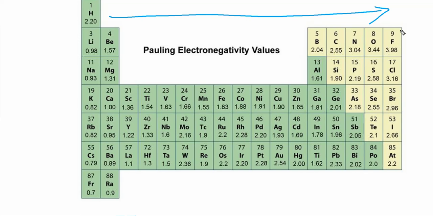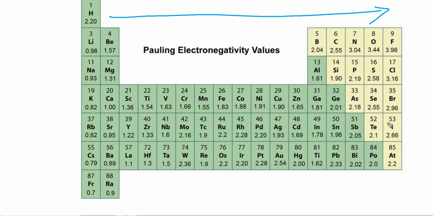Now, electronegativity decreases as you move down a column or group in the periodic table. This is due to the increase in the number of electron shells in each row. The greater amount of electron shells in an atom causes a concept known as electron shielding.